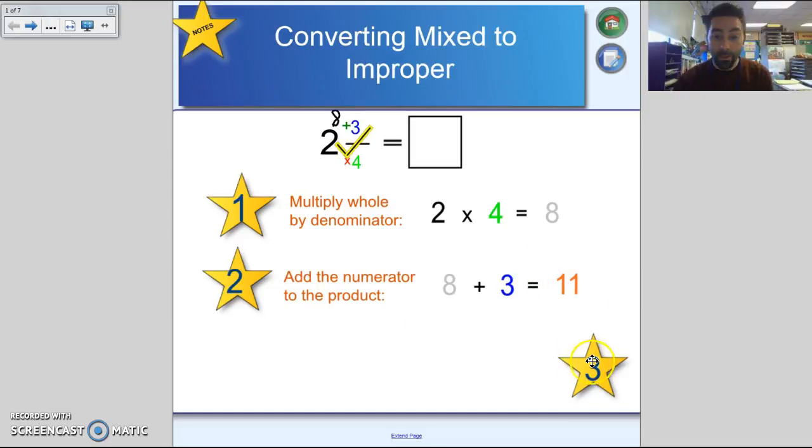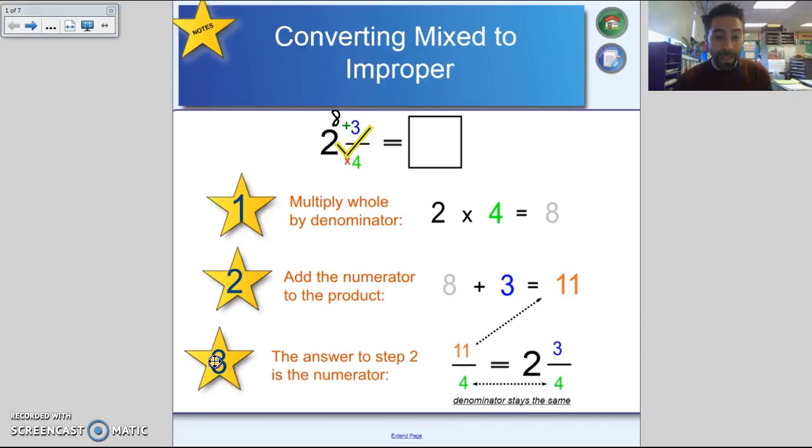All right? Now the third step is, the answer to that step 2 is the numerator. So that 11 is my numerator. So literally I write it out, 11 as my numerator, with the original denominator, fourths. So you can see here, this 8 plus 3 becomes the numerator, and the denominator stayed the same. So that's the steps in converting a mixed number into an improper fraction.